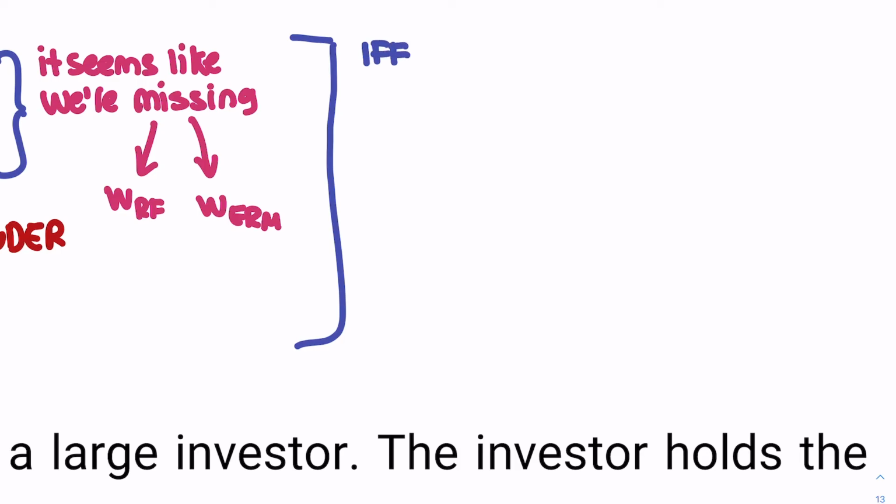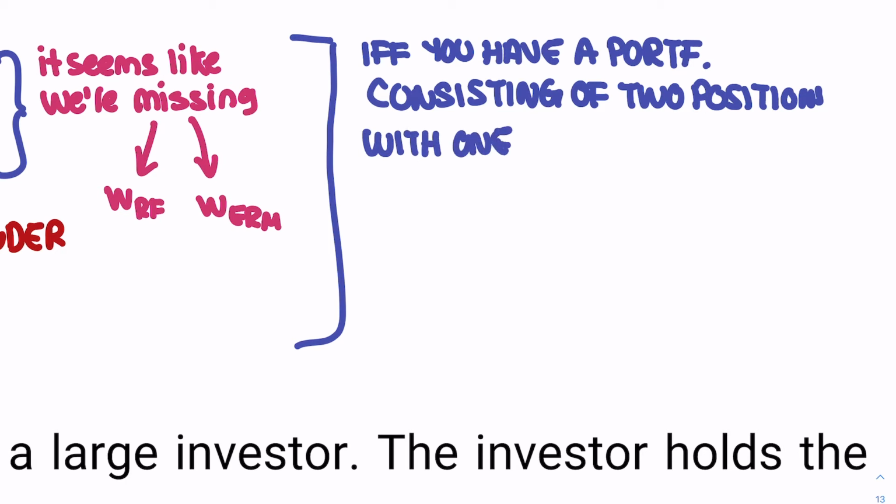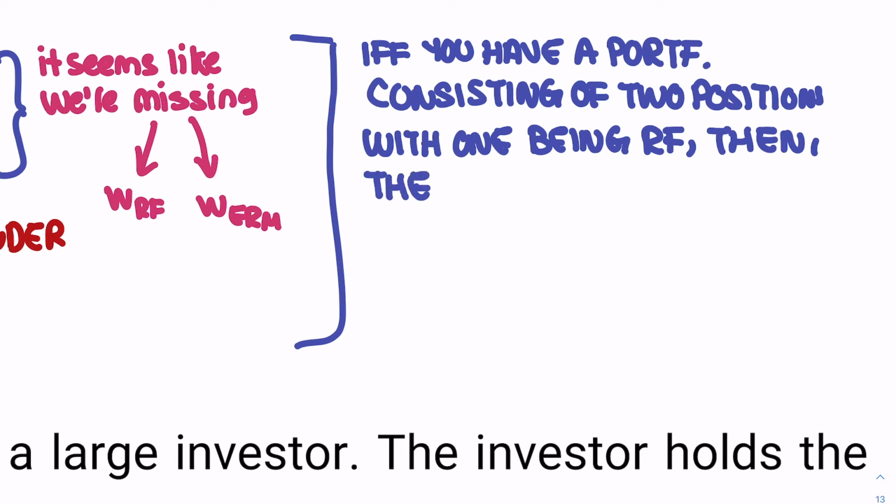So if and only if you have a portfolio consisting of two securities or two positions, with 1 being RF, then the risk of the portfolio will be equal to the weight attributed to the risky portfolio, so in this case RM, times its own risk, okay?